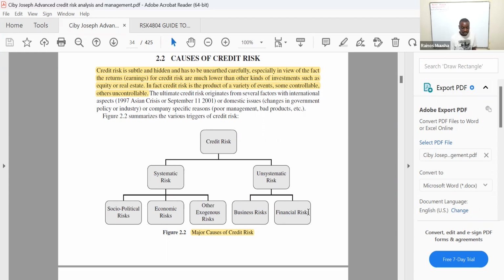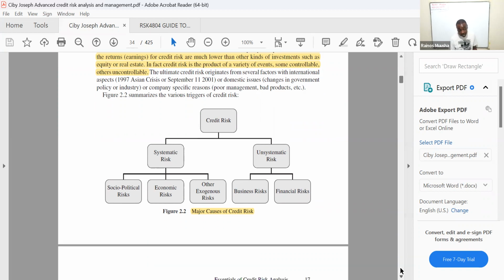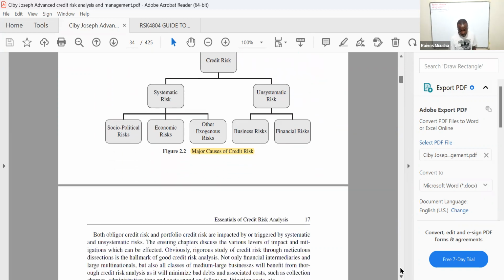Business risk is risk coming from the income generating activities of the business. And financial risk is that risk that is coming from what? The financing of the business, the financial operations of the organization. But we're going to look at it in detail in the chapters to follow, especially when it comes to business risks and financial risks.